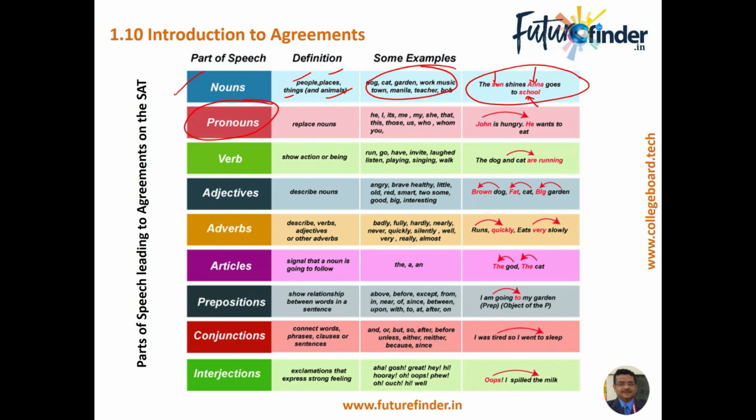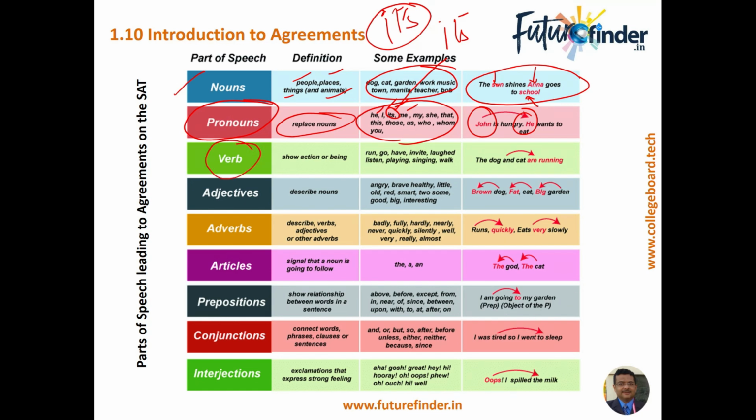Pronouns are words that can be used interchangeably in place of a noun, or replace the noun in a sentence. These are some common pronouns: he, I, its, me. Remember that its is different from it's. We will deal with this later in the SAT section. John is hungry, he wants to eat. He becomes a pronoun naturally.